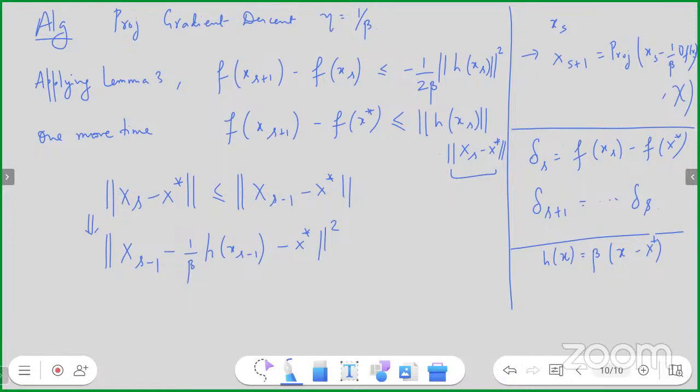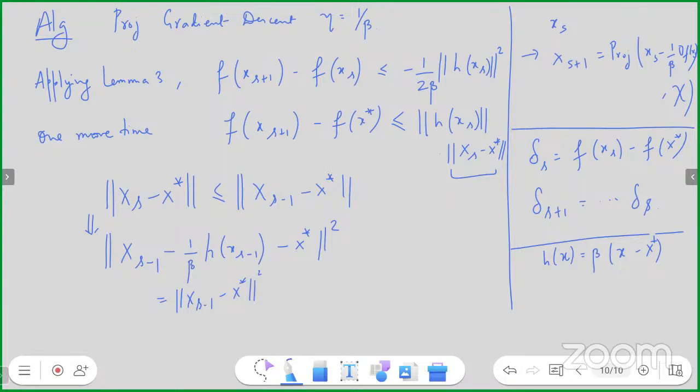What is x plus? X plus was the projection. So it's sitting inside there. Beta gets cancelled. X gets cancelled. It's nothing but exactly x of s. And once you see something like this, how do we open? I want the distance between this and this, right? That's what I want. So this is equal to x of s minus 1 minus x star, the whole square.